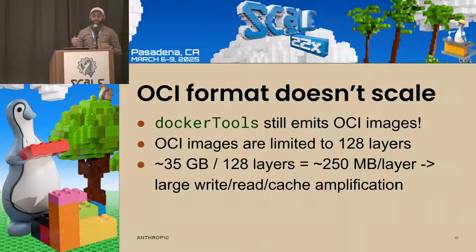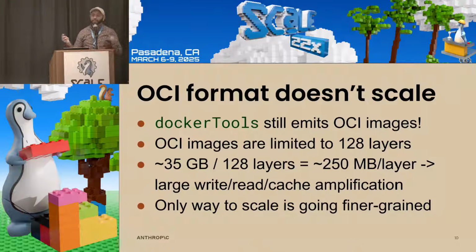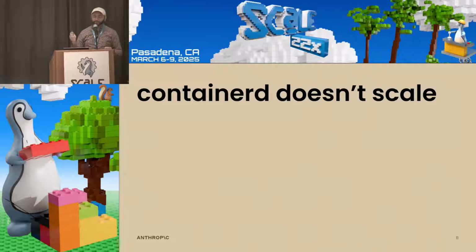And so if you had a 35 gigabyte image, and that previous graph was entirely 100% flat, that's still in the best case 250 megabytes. And if you change like 2 or 3 text files, to download 250 megabytes is a huge overhead of just reading, writing, caching amplification. And really the only solution here is to be able to go finer grained and to break this 128 layer limit. The other part of this is containerd.